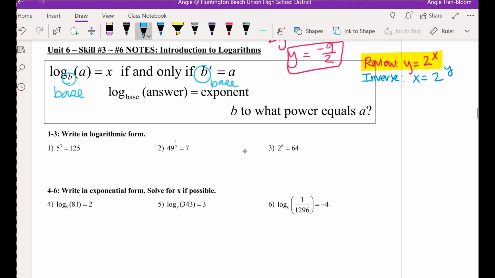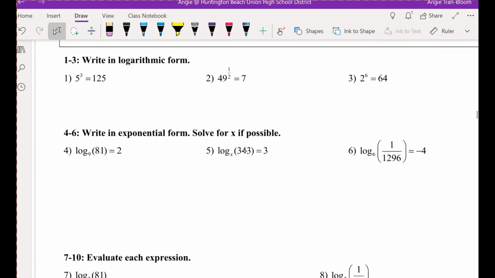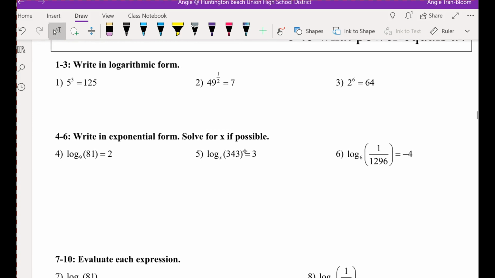Examples 1, 2, and 3. Joe, can you help me read the instruction, please? Write in logarithmic form. Yeah, that's all I'm asking you to do. Rewrite it in an equivalent logarithmic form.